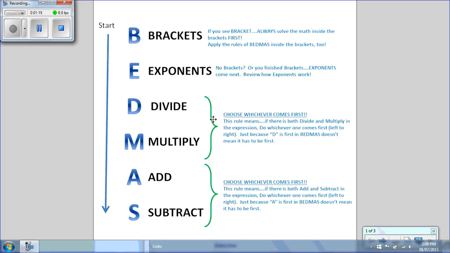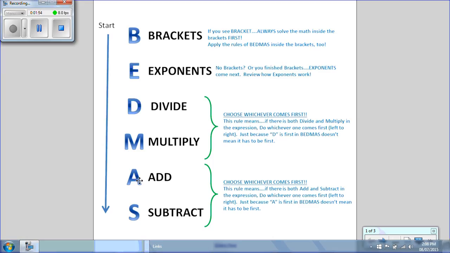There's an interesting rule here that we want to keep track of: you don't have to do D for divide first just because it comes first in the word BEDMAS. When you're picking between divide and multiply, and there are no brackets and no exponents, there could be some add and subtract, but divide and multiply would come before them anyway. You always choose whichever one comes first in the expression. So if I look at it left to right, if divide comes first, I'll do divide first. If multiply comes first, I'll do the multiplication first.